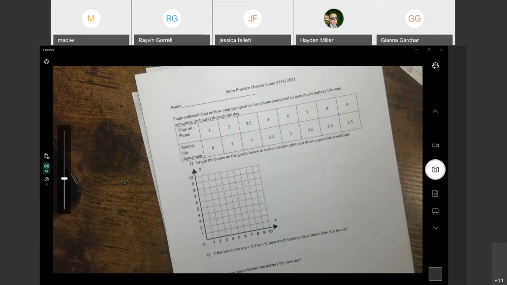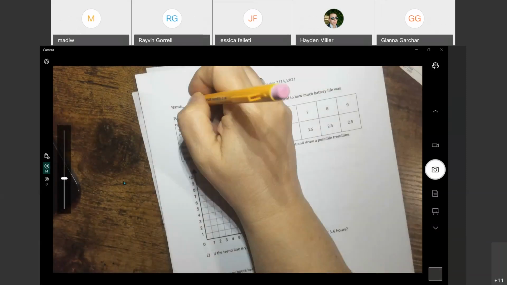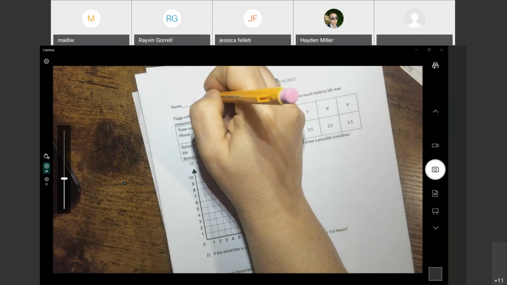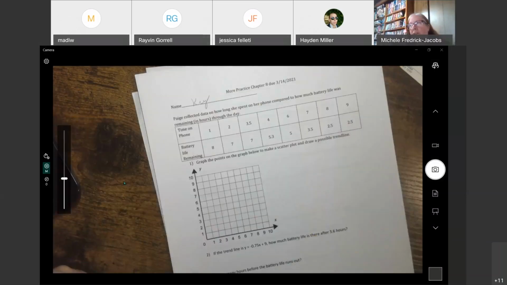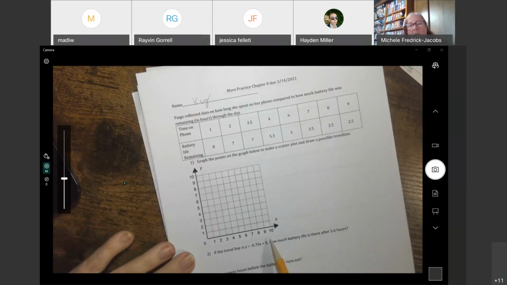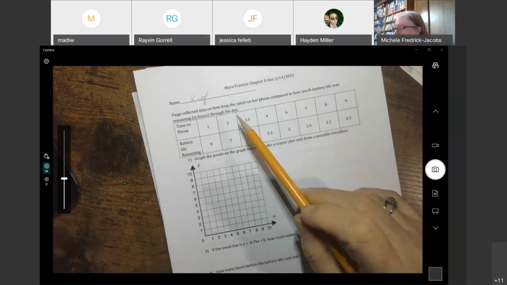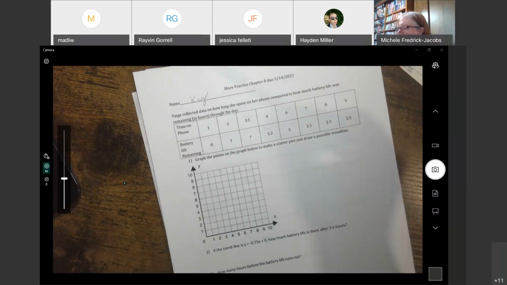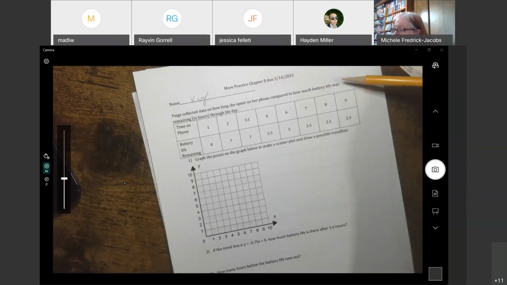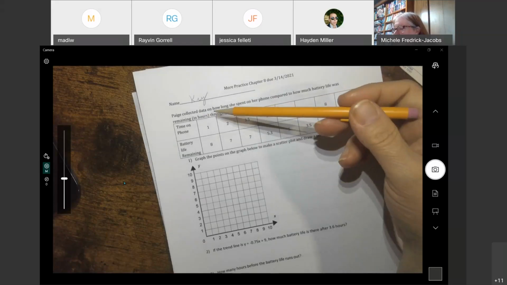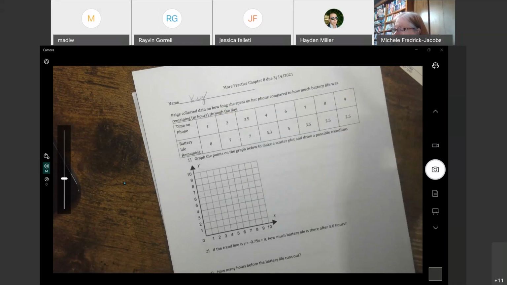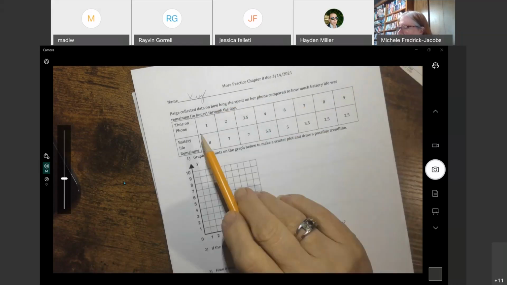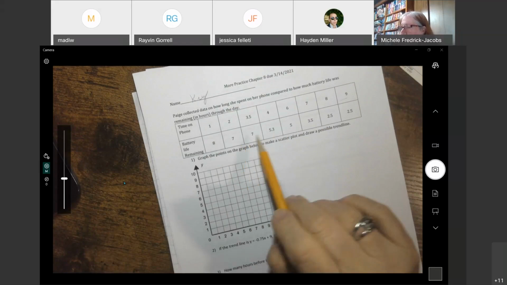So for the co-rec homework, this one is more basic. You're not having to use technology. It gives you the equation. So this example was Paige collected data on how long she spent on her phone compared to how much battery life was remaining. And it's in hours. I think they're both in hours. But this would be time on the phone and the battery life.